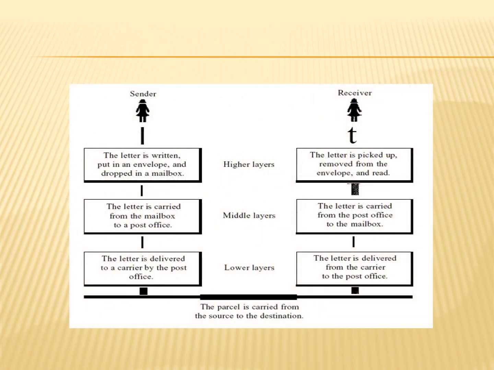First, the sender side process. The letter is written, put in an envelope, and dropped in a mailbox. The letter is carried from the mailbox to the post office. The letter is delivered to a carrier by the post office. At the receiver side, the letter is picked up, removed from the envelope, and read. The letter is carried from the post office to the mailbox. The letter is delivered from the carrier to the post office.